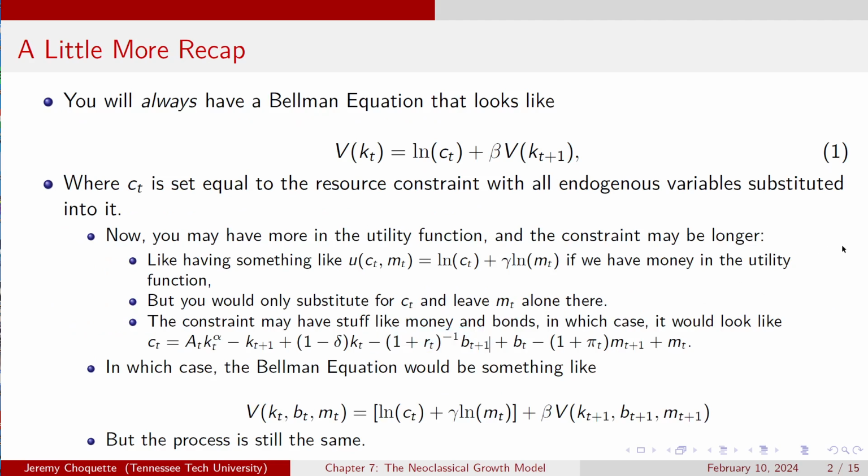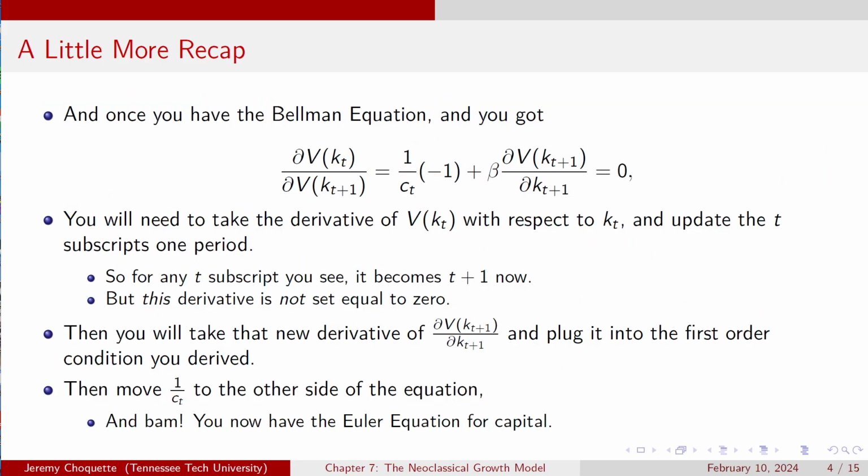So if you're like, okay, well, what the hell? Don't worry about that just yet, because we will be getting to it. So once you have your Bellman equation, and you get that derivative, that first order condition, remember, you're going to have that partial v of k_{t+1} with respect to k_{t+1}. You're going to need to know what that is.